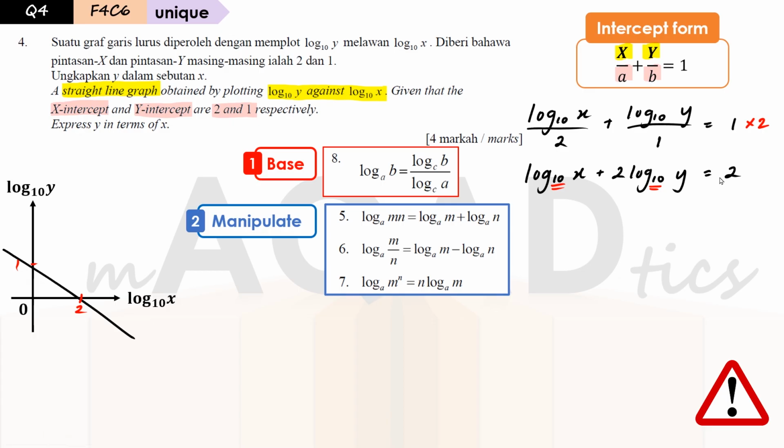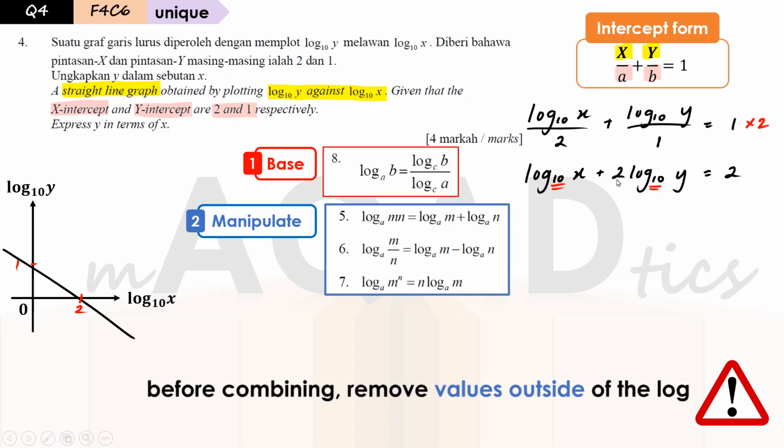Okay, so if you see the logs here, they are added together. Alright, so if you look at the laws here, you see this one? So the logs, if they are added together, basically the values of the log can be multiplied. So meaning the m and the n here, which is the values of the log, can be multiplied. But before we combine the logs, as you can see, there is this value outside of the log. So we need to find a way to remove it first.